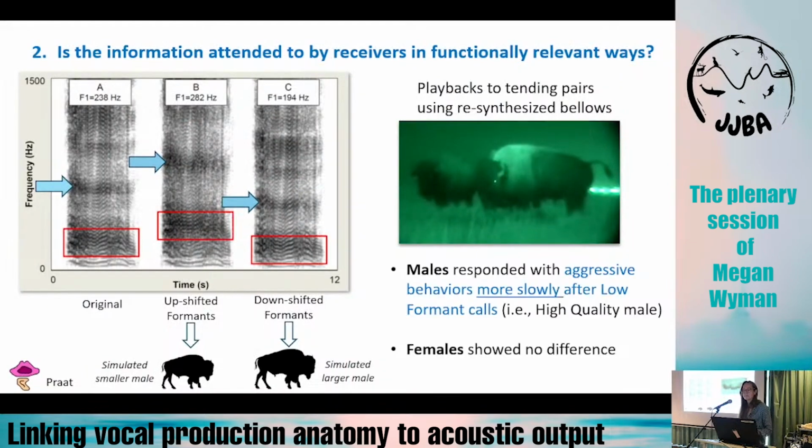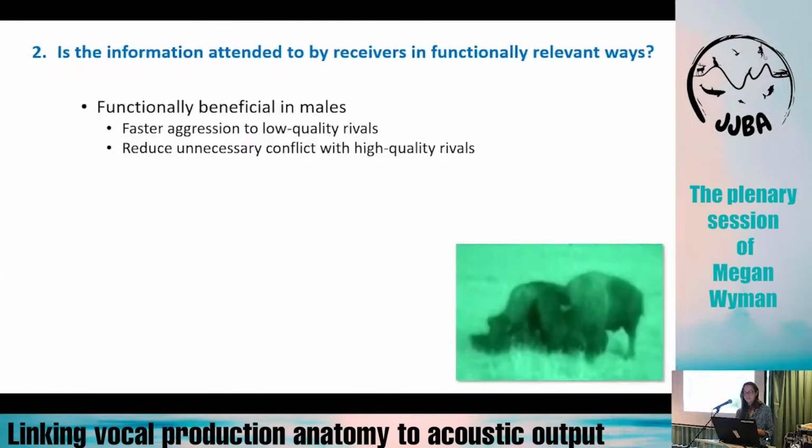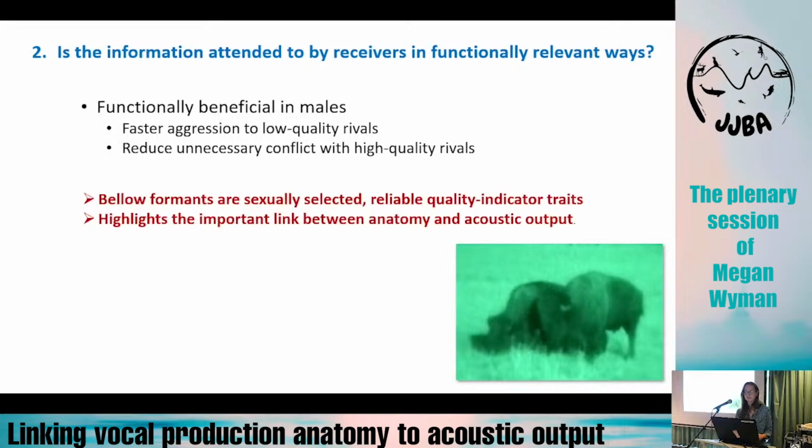In general, males responded with aggressive behaviors more slowly after they heard these low formant calls, which were simulating larger males. When they heard those, they would pause more and wouldn't have an immediate reaction. But when they heard calls simulating lower quality males, they would have a quicker reaction in approaching the speaker and things like that. But we saw no difference in the females. So what could this mean? It's functionally beneficial in males: faster aggression to lower quality rivals, and perhaps reduced unnecessary conflict with higher quality rivals that they wouldn't be able to beat in a contest.